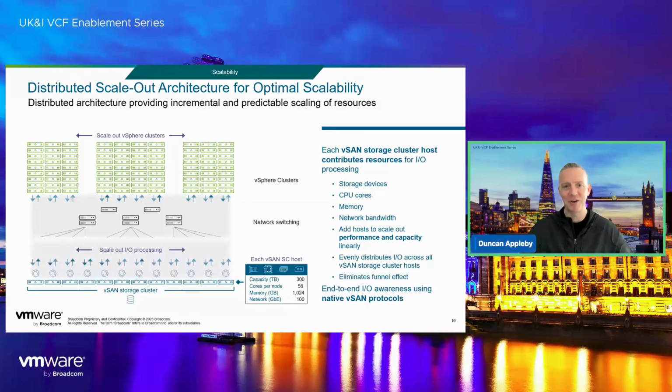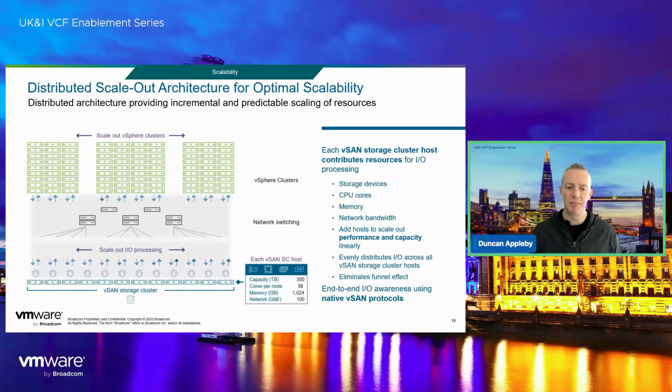So each of those are contributing resources. If we compare that to a traditional array, we might only have 2 controllers controlling all the disk shelves. And there's things that we need to be cognizant of. If we lose a single controller, we need to be aware we've potentially lost 50% of our processing capacity. But inside a vSAN storage cluster, if we lose a single host in a 12-node cluster, we've just lost 1/12 of the capacity.